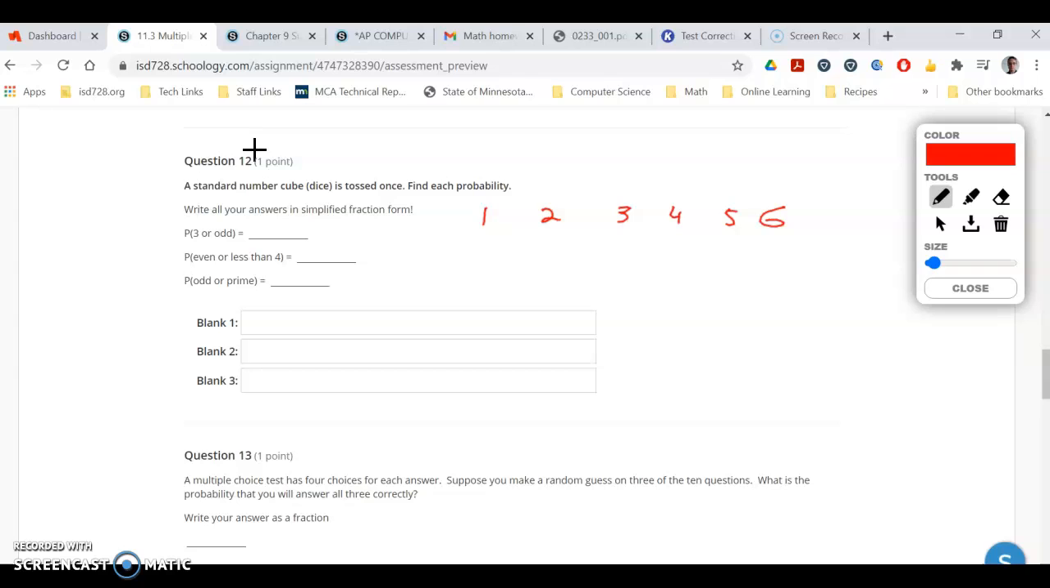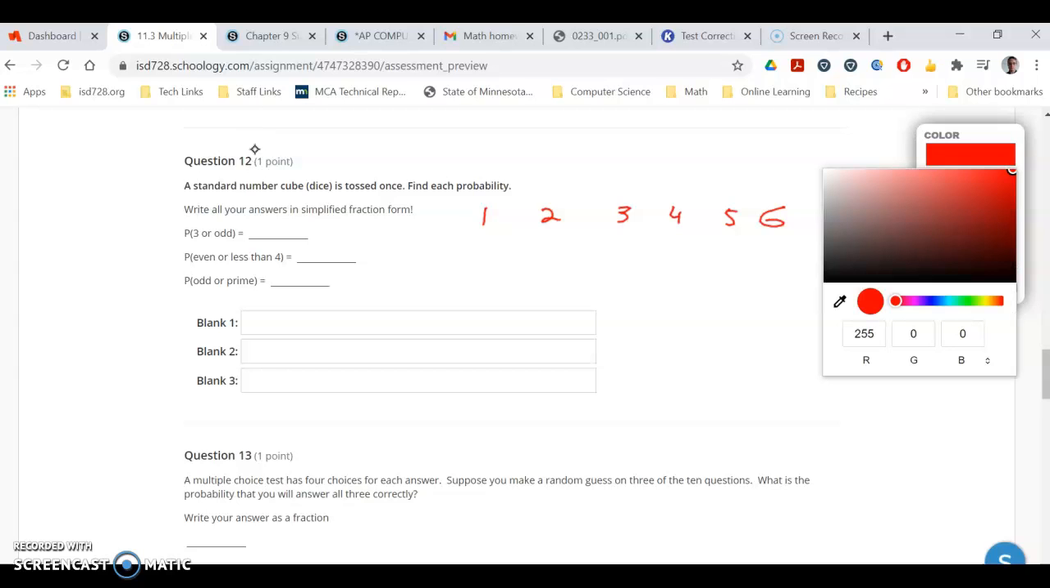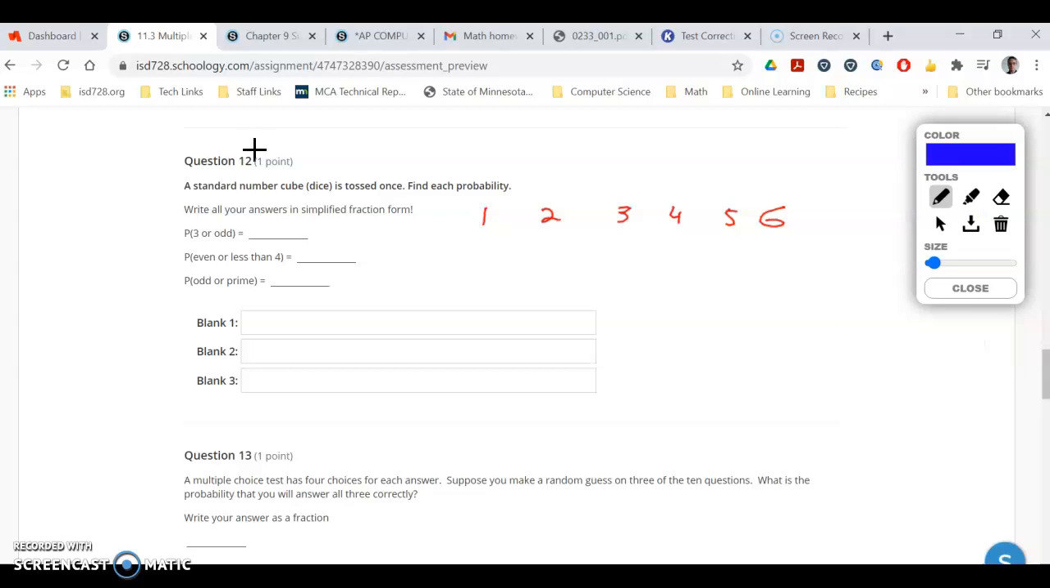All right, and then for 3 or odd, I would just go through, and I know there's a formula we did in class for an odd one, which you can do, but I would just do, here's the 3, and then any other ones that are odd. This one's odd, this one's odd. Right, so the chances it's 3 or odd would be those 3 out of 6 total. So you'd have 3/6, or 1/2.